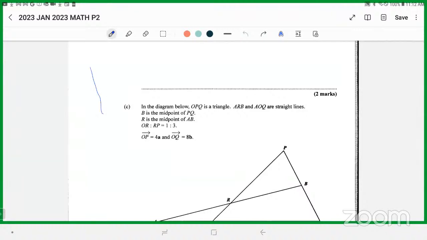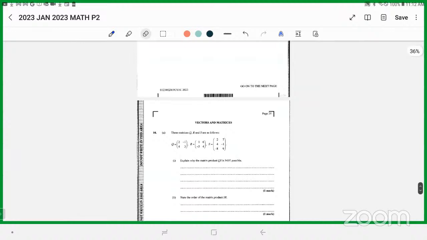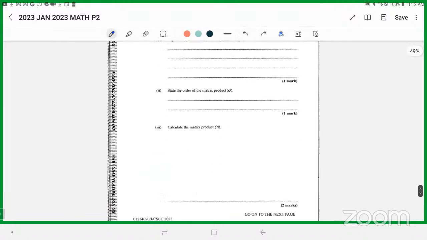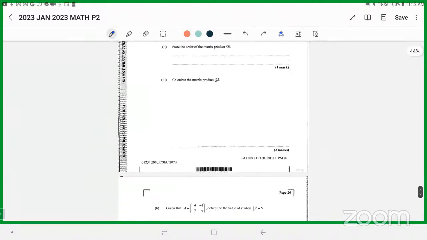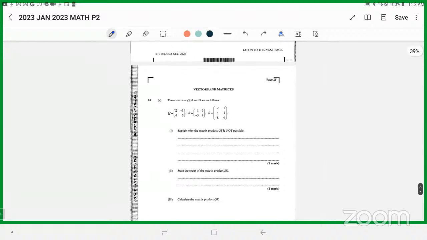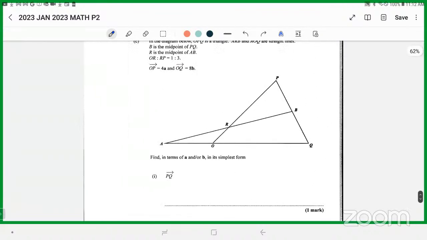So this is actually the January 2023 paper, January this year, 2023. And this is the vectors question on that paper, number 10, and it is part B of number 10. That's our vectors question. You can see part A is matrices. And so you see that the matrices and the vectors always come together on the last question. That's what the syllabus is set out. All right, so this is it.